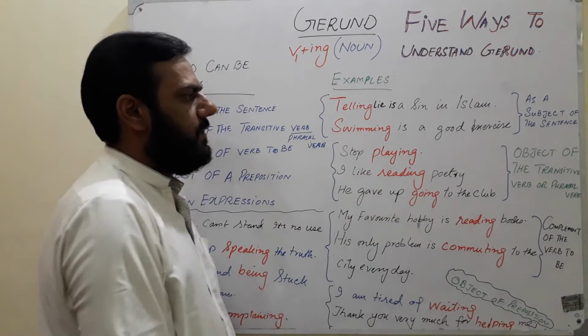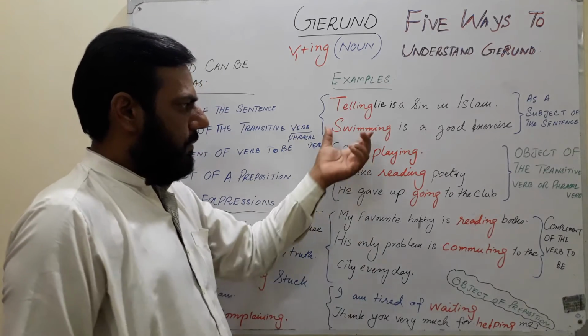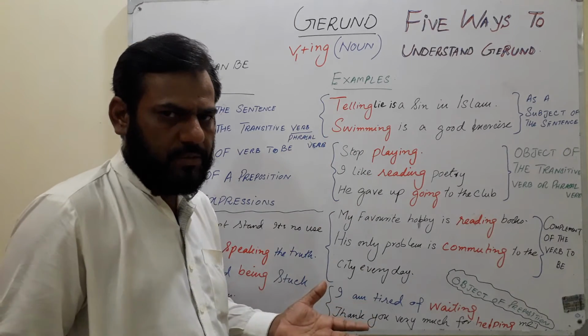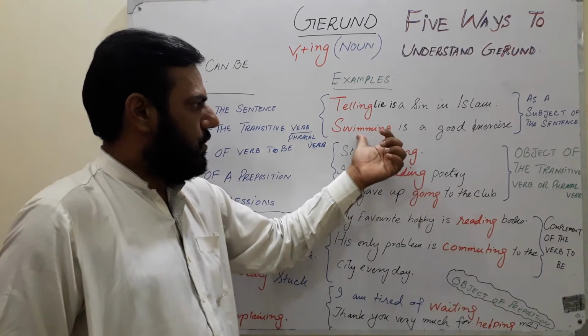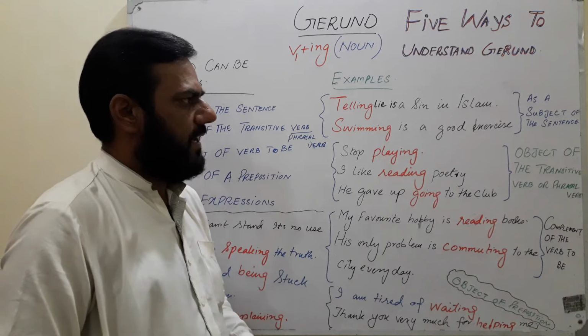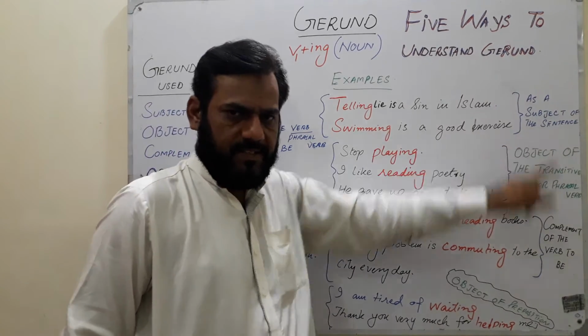The second: swimming is a good exercise. Swimming has been used as a subject. It can be somebody's hobby. So swimming is a good exercise. This has been used as the subject of the sentence.